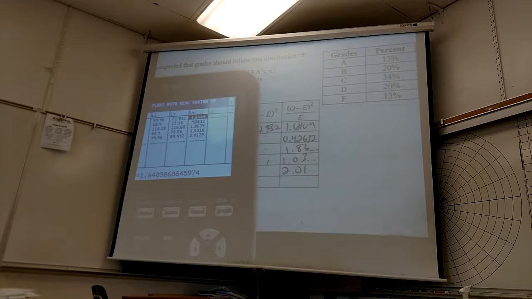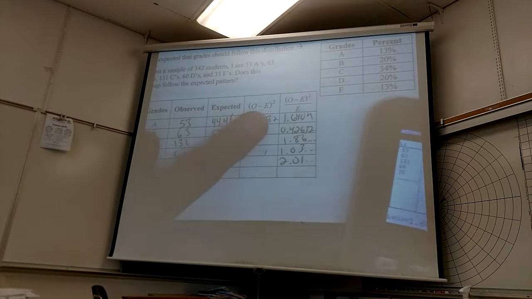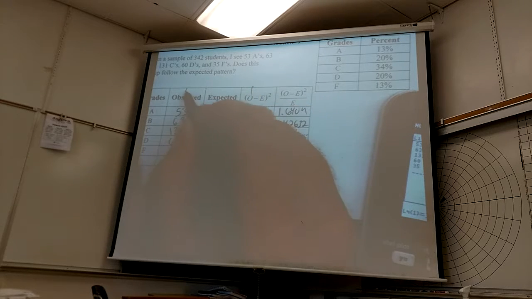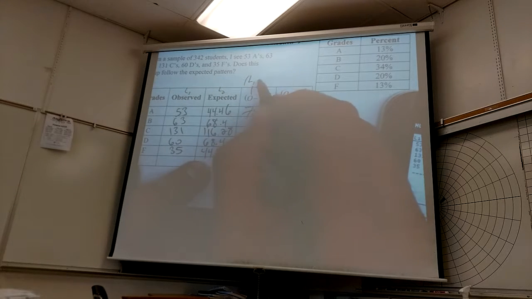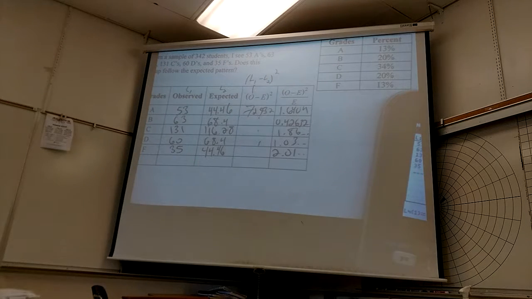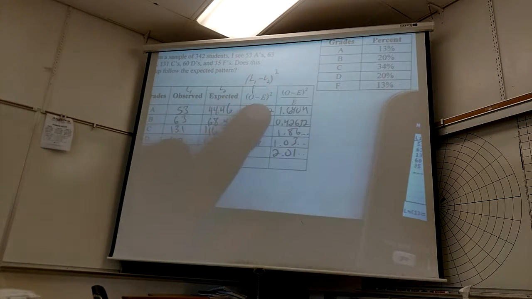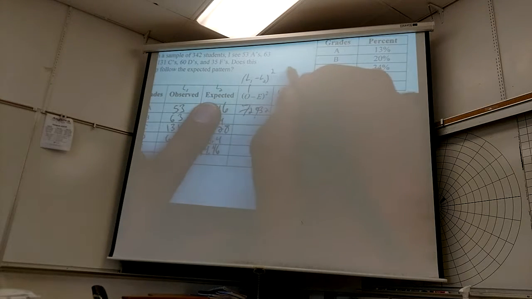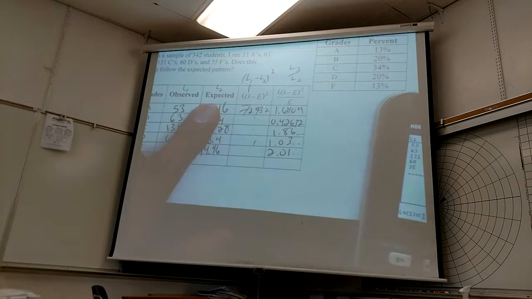Once again, how did you get L3? Is it L1 minus L2? I just did this. Where are my O's? L1. So I did L1 minus, and my E's are in L2, squared. And the last one is going to be that divided by L2. So here I did L3 divided by L2.